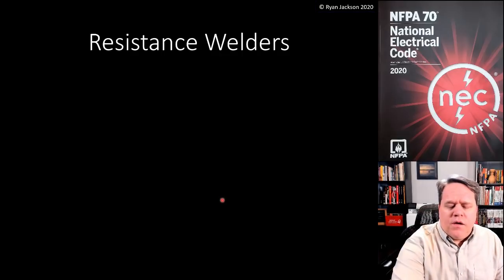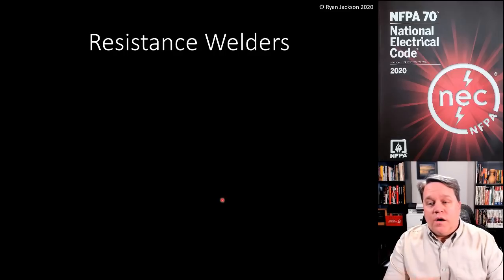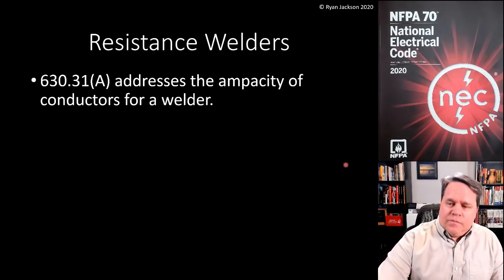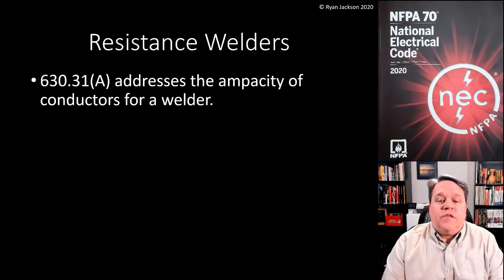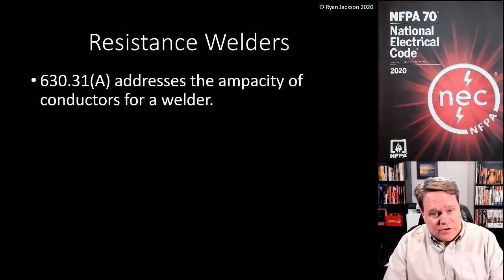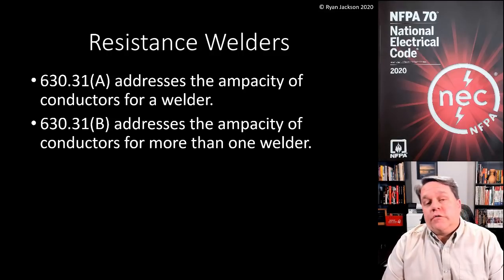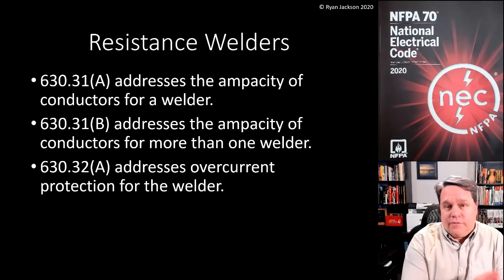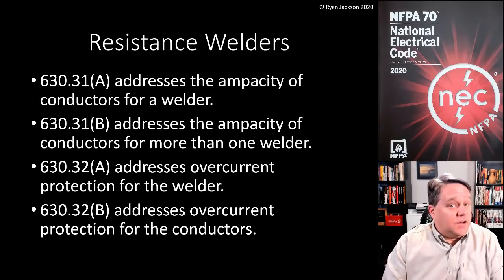Let's take a peek at resistance welders in 630.31 and 630.32. So for resistance welders, same concept. 630.31(A) addresses the ampacity of conductors for a single welder. 630.31(B) addresses the ampacity of conductors for more than one. And then, of course, 630.32(A) is overcurrent protection for the welder. 630.32(B) is overcurrent protection for the conductors.